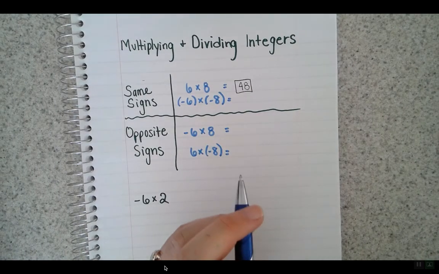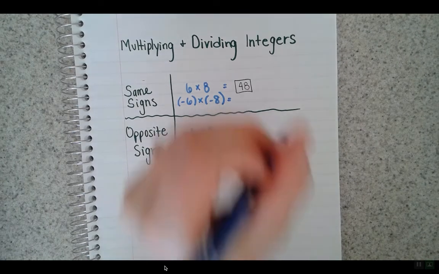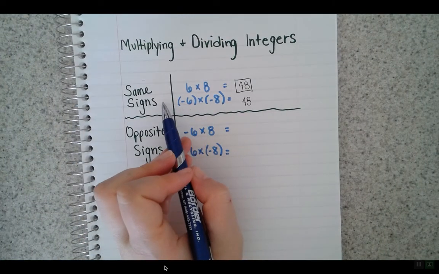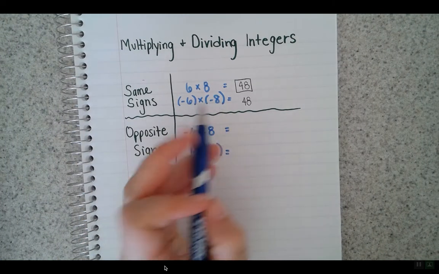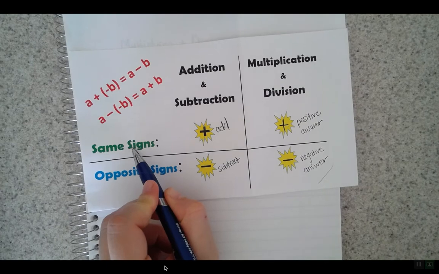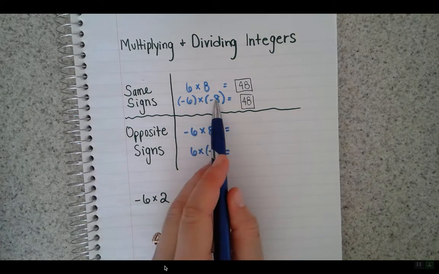Negative 6 times negative 8, again, just multiply like normal. 6 times 8 is 48. And since it is a same signs problem, both are negative, I know my answer should be positive. Same signs problem, positive answer. Okay, so since these had the same signs, the answer was positive.